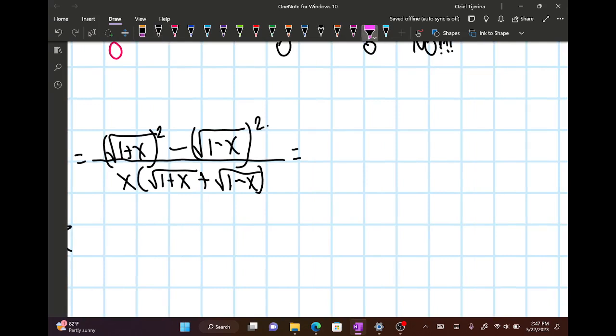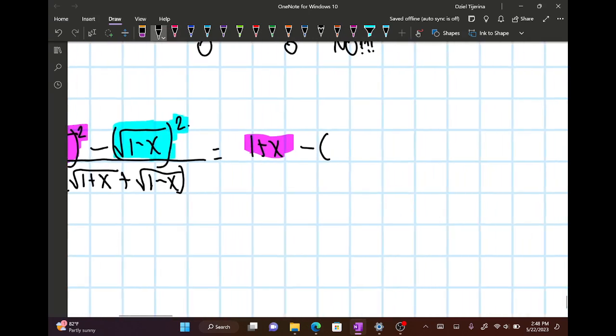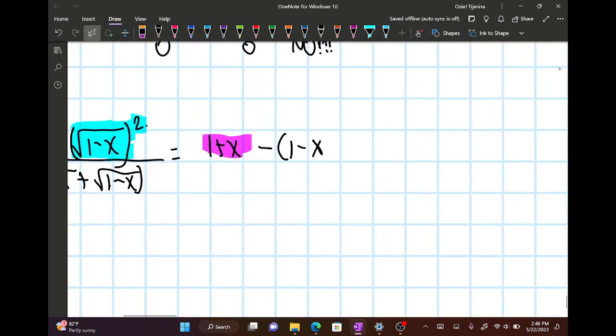Now the square root of 1 plus x quantity squared is obviously just going to be 1 plus x. So that's this part. And then minus the square root of 1 minus x quantity squared, that's just going to be 1 minus x. We're going to put it in parentheses though. So it's going to be 1 minus the quantity 1 minus x. You have to put parentheses because you're subtracting two different things.